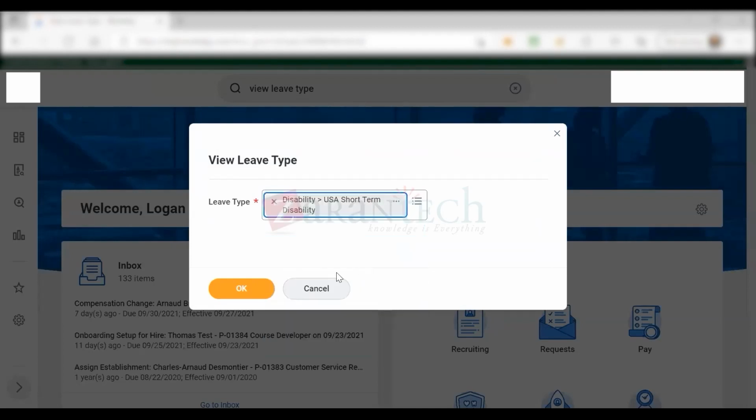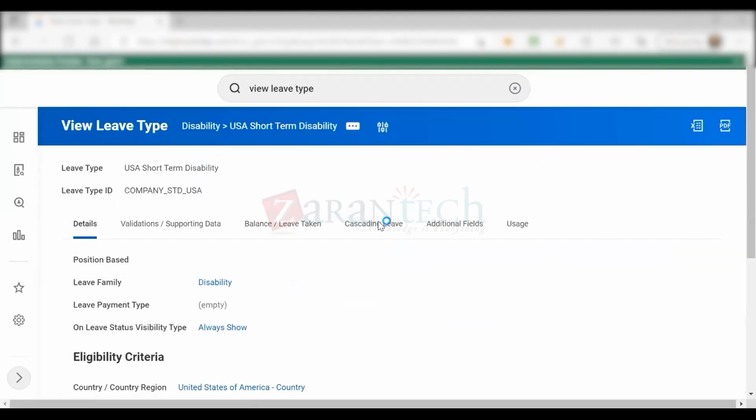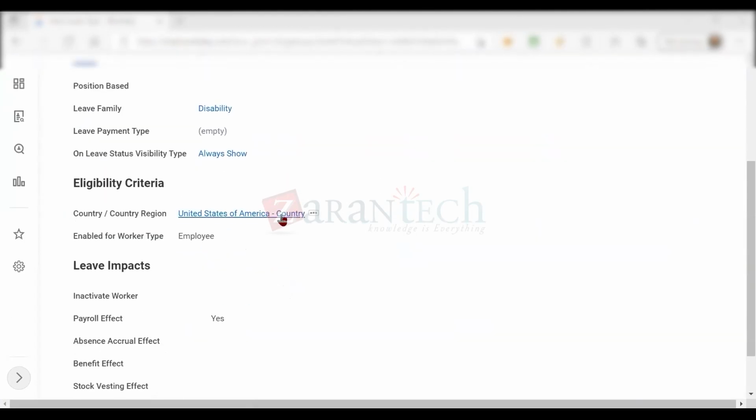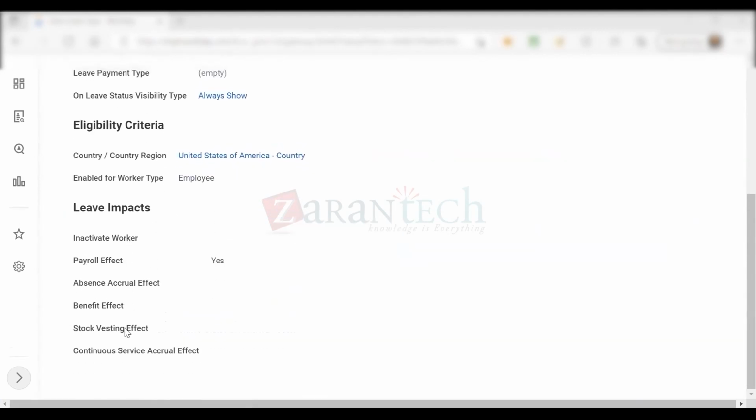Short-term disability USA. Let's see how this leave type is configured. So this is a leave type definition. As it says, this leave type is specific to United States and it is enabled for only employee. And these are the checkboxes I was talking about. These are normally called leave impacts.